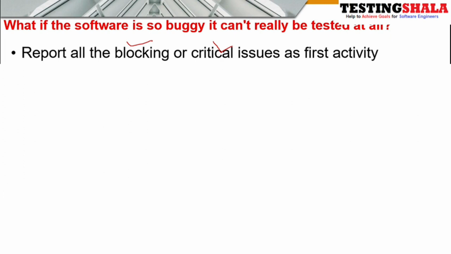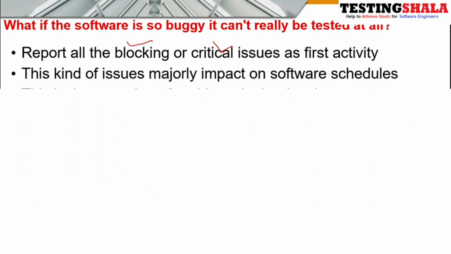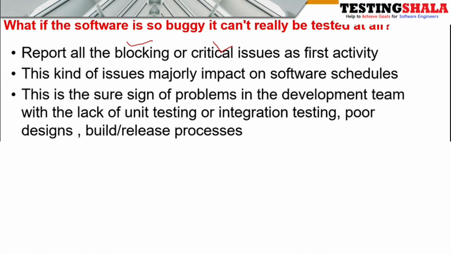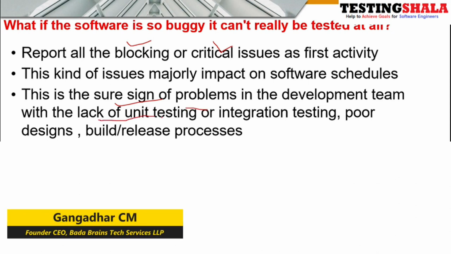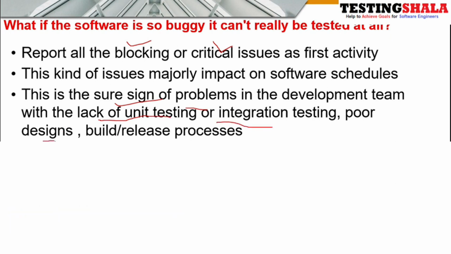Then the second thing is, because of this, our entire software schedule will also have a major impact. The major signs of buggy software are that the development team is not performing enough unit testing or integration testing, there is poor code design, and there could be issues in the build or release process as well. Because of all these challenges, the build they give for testing will be buggy most of the time.